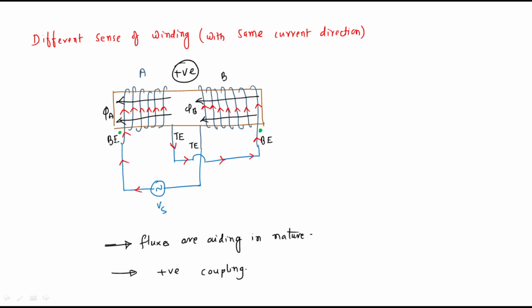Now see the current direction. At this beginning end of coil A, the current is entering, like that. At the beginning end of coil B, the current is entering. So from both the ends the current is entering. From both the dots of coil A and coil B the current is entering, obviously that is positive coupling. Now we will discuss different sets of winding with different current direction.